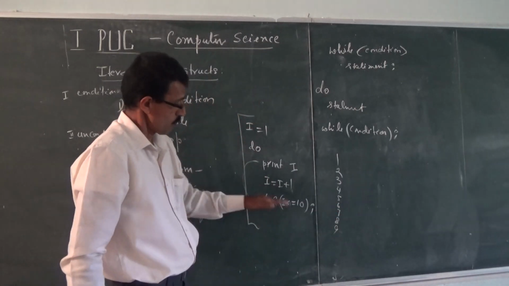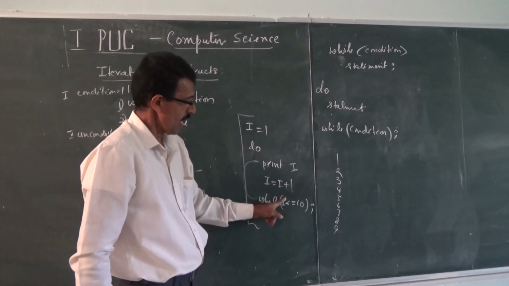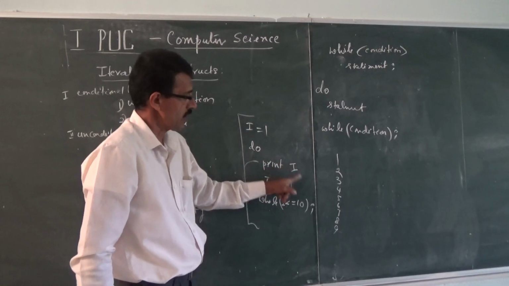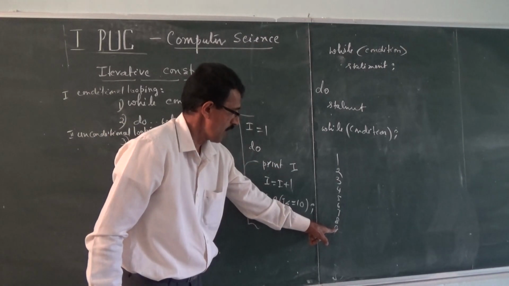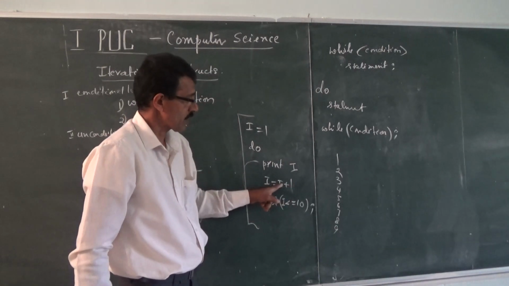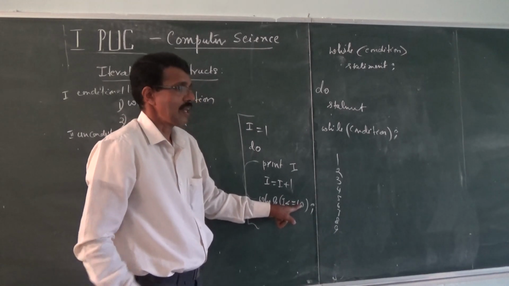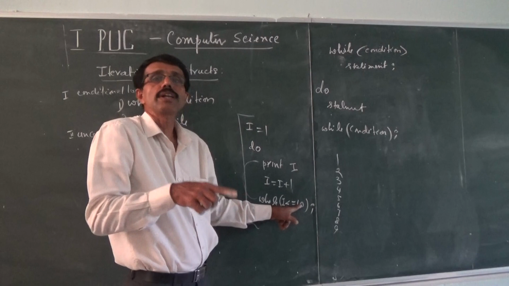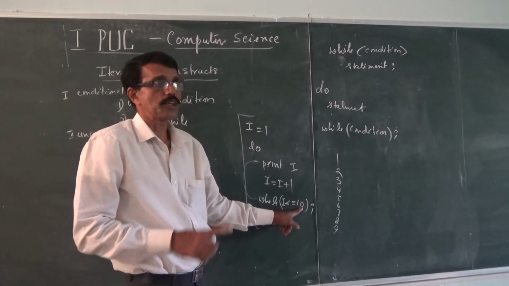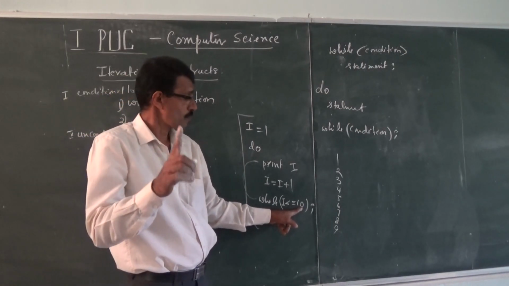Here, I is equal to I plus 1, and is I less than or equal to 10? Yes, so once again it goes back and 9 is printed. Now I is equal to I plus 1. It comes to 10. Is I less than or equal to 10, not less than 10 but equal to 10? So far, it does not stop the process.